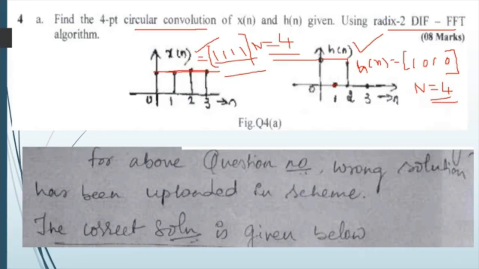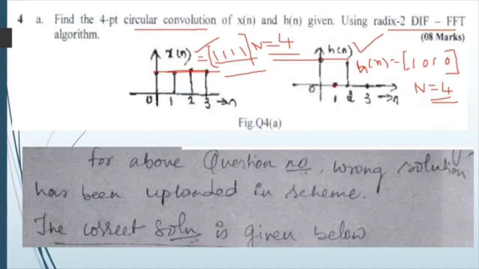I am assuming this for solving the problem. In the question paper solution they are also clearly mentioned. For the above question number being wrong, the solution has been uploaded in the scheme. The correct solution will be given below. In the scheme also they have assumed the same values: 1, 1, 1, 1 and h of n is 1, 0, 1, 0. If you assume any value, suppose instead of 1 you take 2, and perform the convolution and get the answer, you will get full marks for this.